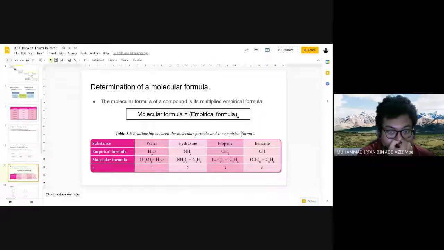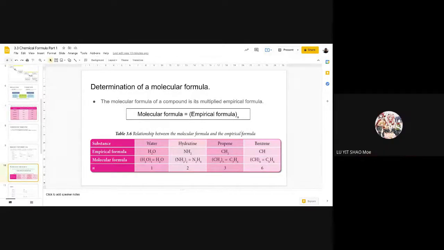Teacher, if the question only gives you an empirical formula, is it impossible to make it into the molecular formula? Let me show you. It's not impossible. It's possible. Kalau lah dia cuma bagi, let me start share screen. Sekejap. Okay, katalah kalau dia bagi apa? Empirical formula saja.